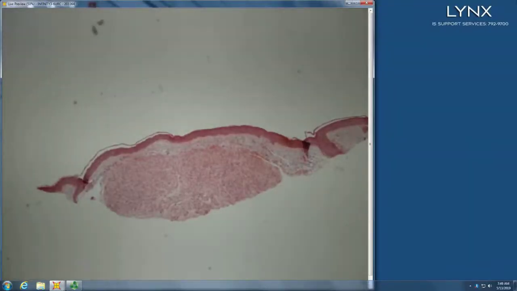It's probably a PEN. It has the cleft-like spaces of a palisaded encapsulated neuroma. You are correct.